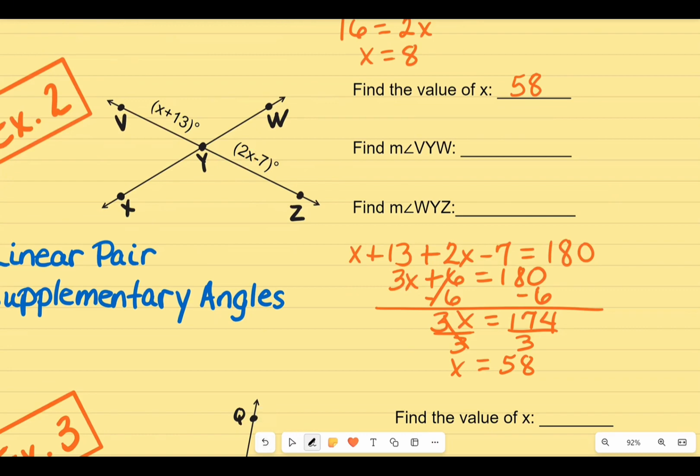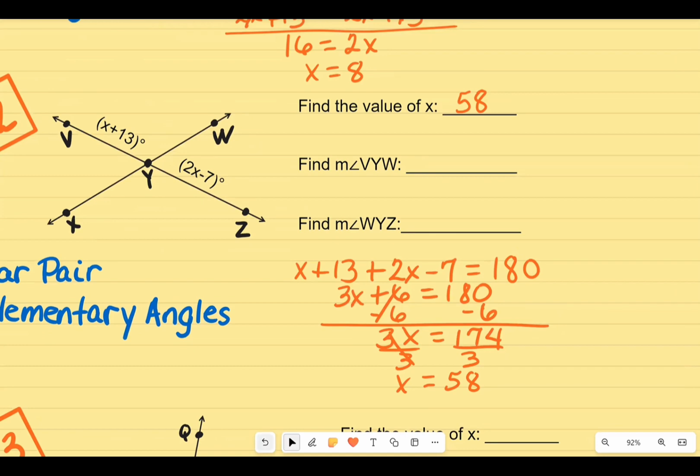But when I see a measure in front of my angle notation, that's when I need to put a degree symbol. So now I'm trying to find the measure of angle VYW. And that expression has x plus 13. So my x is now 58 plus 13. If I simplify that, 58 plus 13 is 71. And again, I want it as a degree.